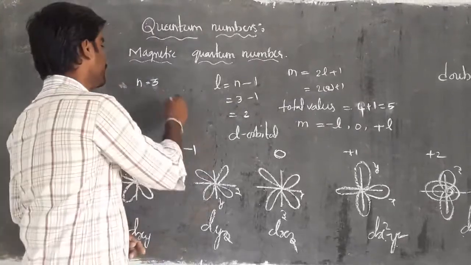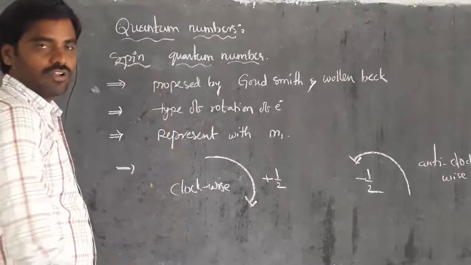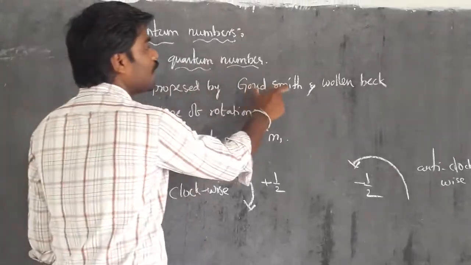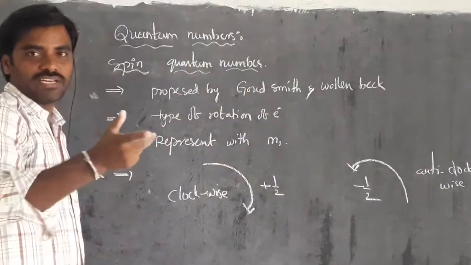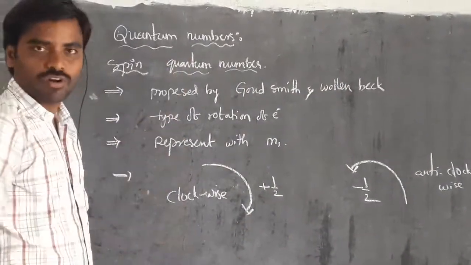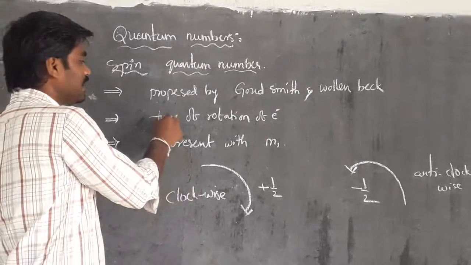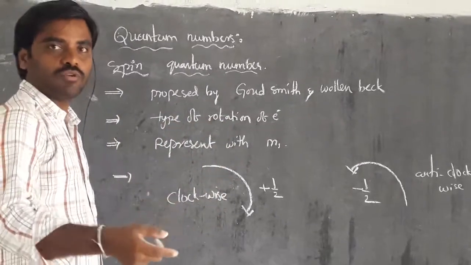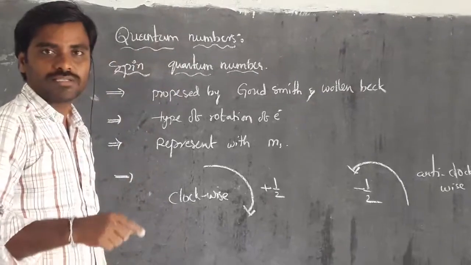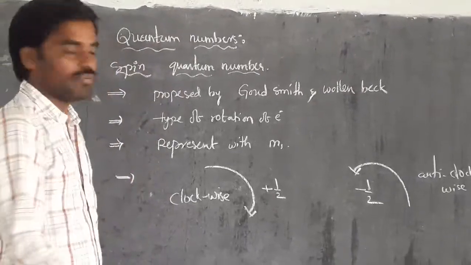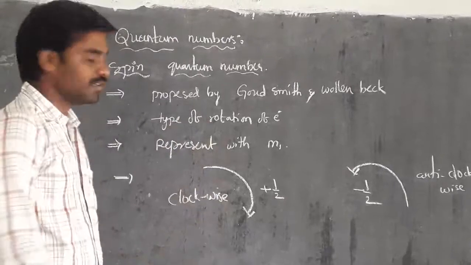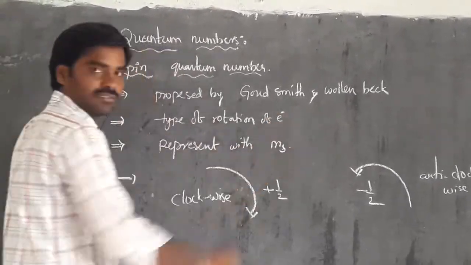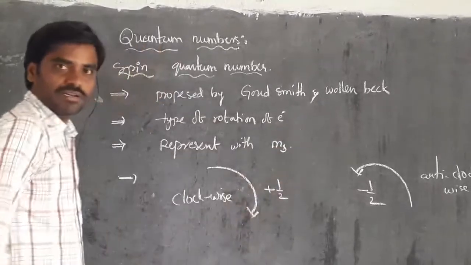Now we are discussing the spin quantum number. The spin quantum number was proposed by Goudsmit and Uhlenbeck. These 2 scientists introduced this quantum number. It gives the information about the type of rotation, meaning electrons can revolve around the nucleus either clockwise or anti-clockwise. That indicates the type of rotation. This quantum number is represented by ms, the spin quantum number.